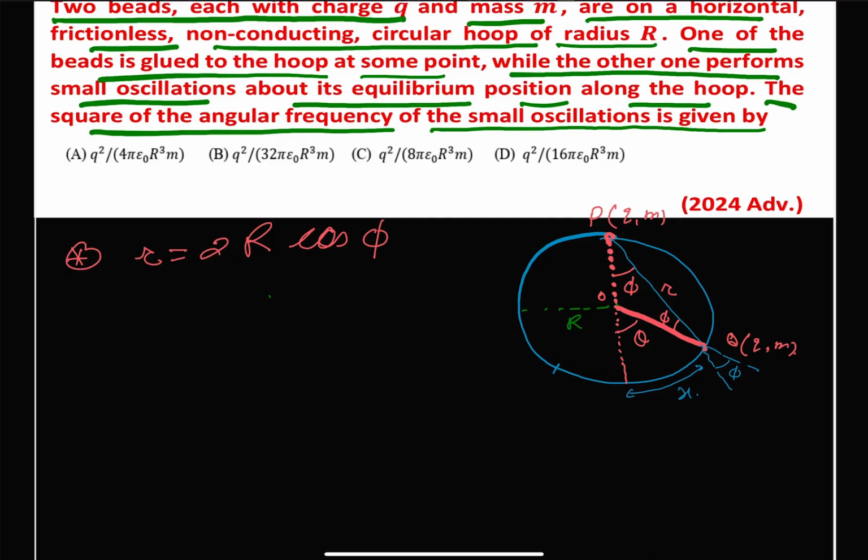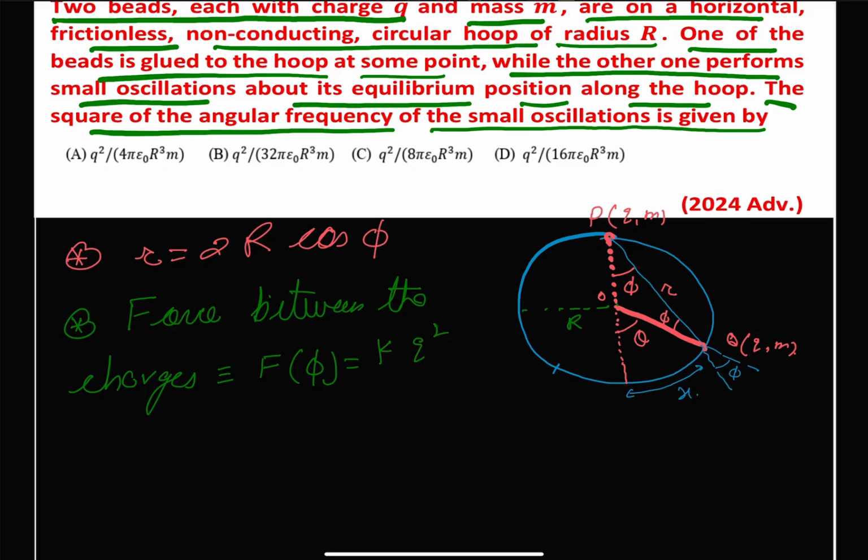The force between the two charges P and Q, let us suppose that is given as F, or let us suppose that it is dependent upon phi, will be equal to K Q square divided by R square. And this is going to act along the same line. And one of its components will be acting as a restoring force, that is going to result in the oscillations.